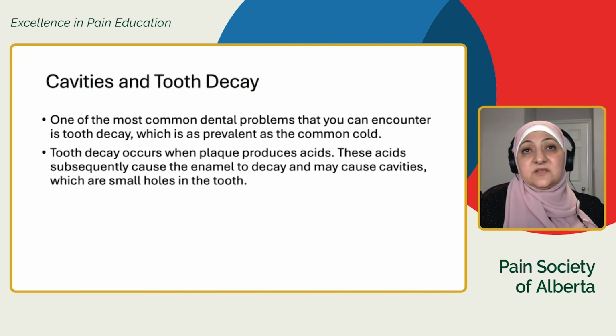This will lead to some form of acid, and this accumulated acid will subsequently cause the enamel, which is the layer of calcified tissue that covers the tooth, the hard tooth structure, to be damaged and decayed, and this will cause cavities. Cavities could be small holes on the tooth, and sometimes could be even bigger holes. With basic oral maintenance, these can be easily prevented from happening.